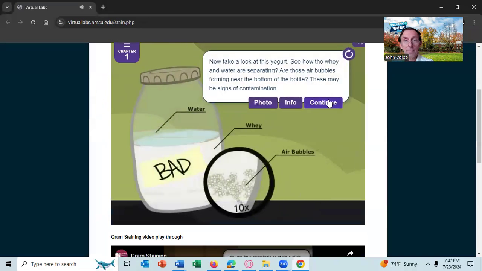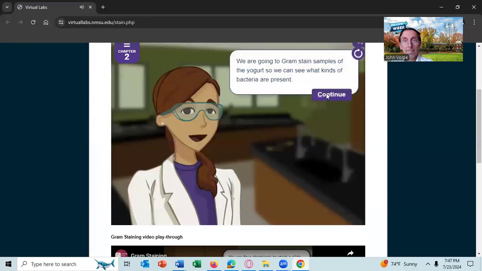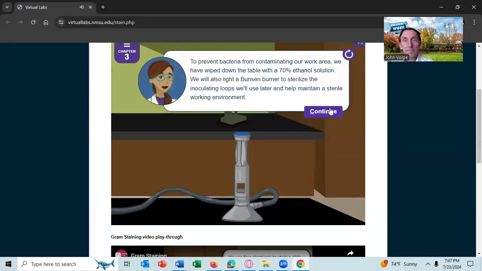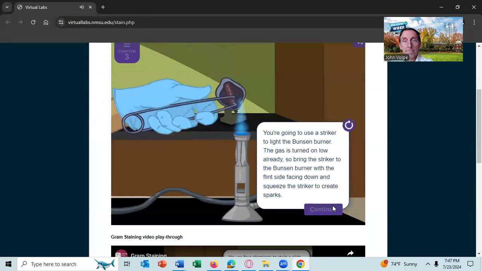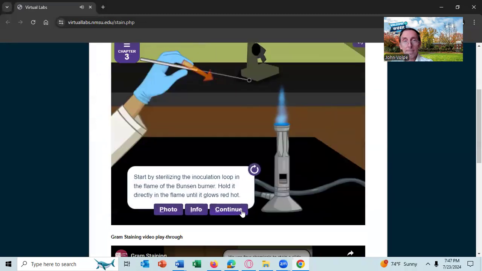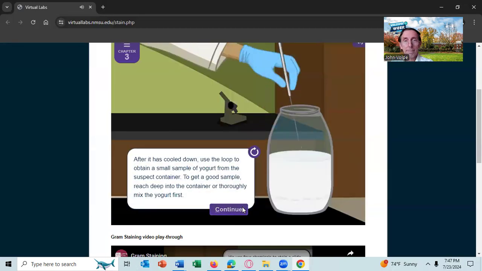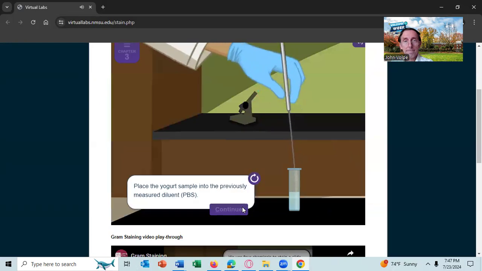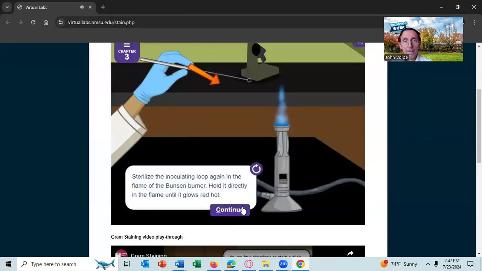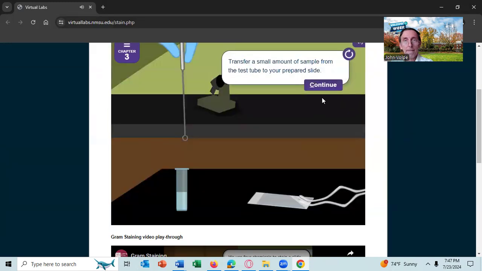This yogurt. In the gram stain, bacteria. To prevent bacteria, you're going to use a striker to light the Bunsen burner. We need to dilute the sample. Start by placing 1 milliliter of the diluent. This is an inoculant. Start by sterilizing the inoculation loop in the flame of the Bunsen burner. After it has cooled down, place the yogurt sample into the diluent. Now, sterilize the inoculating loop again in the flame of the Bunsen burner. Transfer a small amount. Place 2 loops full from the sample onto the slide.